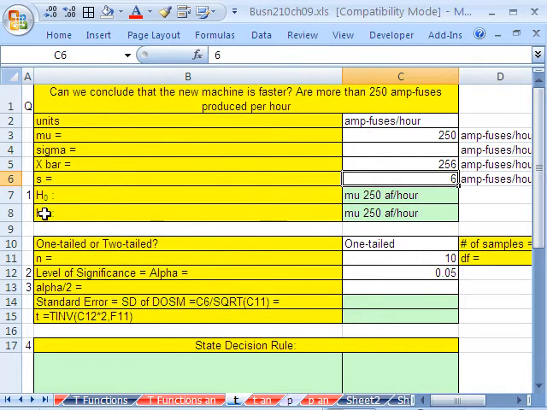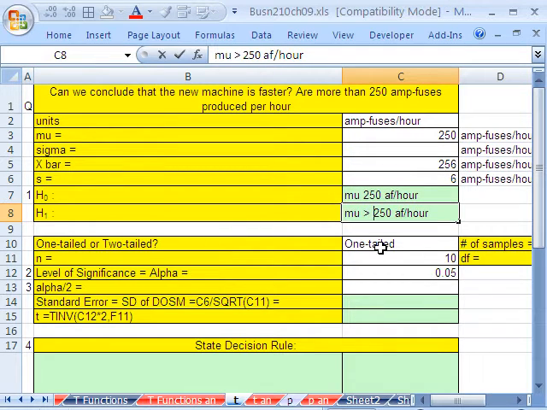Now, you can always start with the alternative. That's the easier one. And the question is, are there more than 250 produced per hour? So I come here, and I type greater than. Remember, the equal sign never goes with the alternative, always with the null hypothesis. Once we get that, that's the hard work. We come up here and flip the operator, whether it's a less than, not equal, or greater than. In this case, it's less than. Mu is less than or equal to. Don't forget that equal sign. The equal sign always goes with the null.